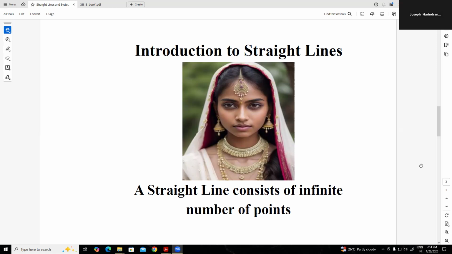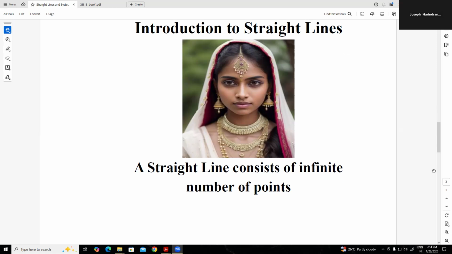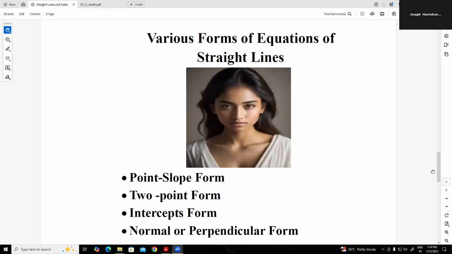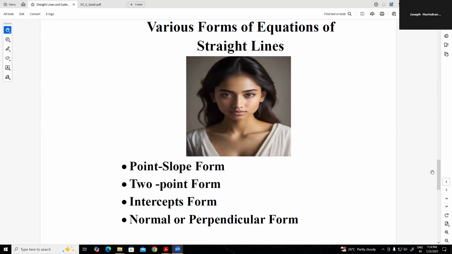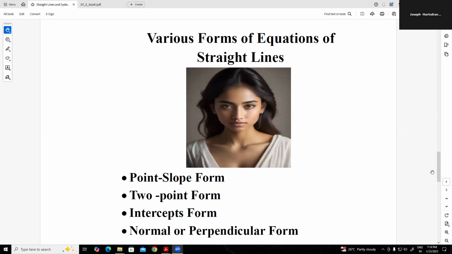Similarly, a straight line consists of infinite number of points. When these number of points merge together, very close together, they form a straight line. So a straight line has infinite number of points. So this is what we are going to see, and we are going to see what is the equation of a straight line. Let us dive into the various forms of the equations of straight lines.